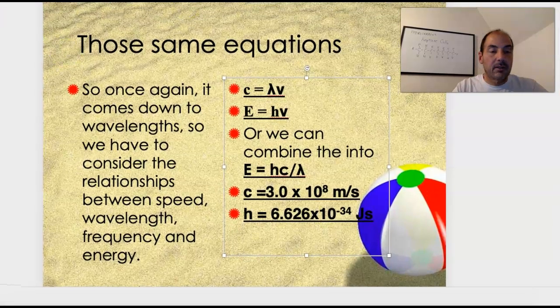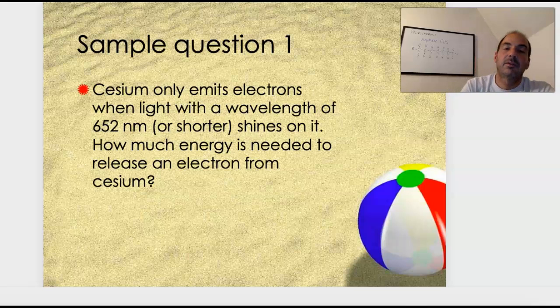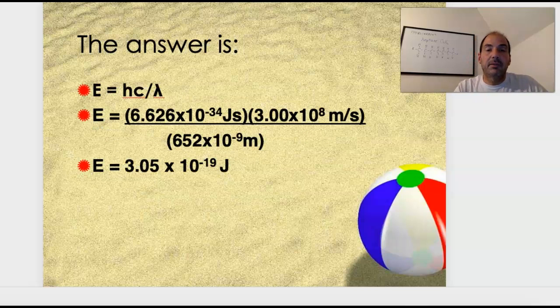All right, so let's take a look at some examples. Cesium only emits electrons when light with a wavelength of 652 nanometers or shorter shines on it. How much energy is needed to release an electron from cesium? So we're talking about wavelength, and we want energy. I could use the wavelength to find the frequency and then use the frequency to find the energy. But again, I like to use that combined equation.